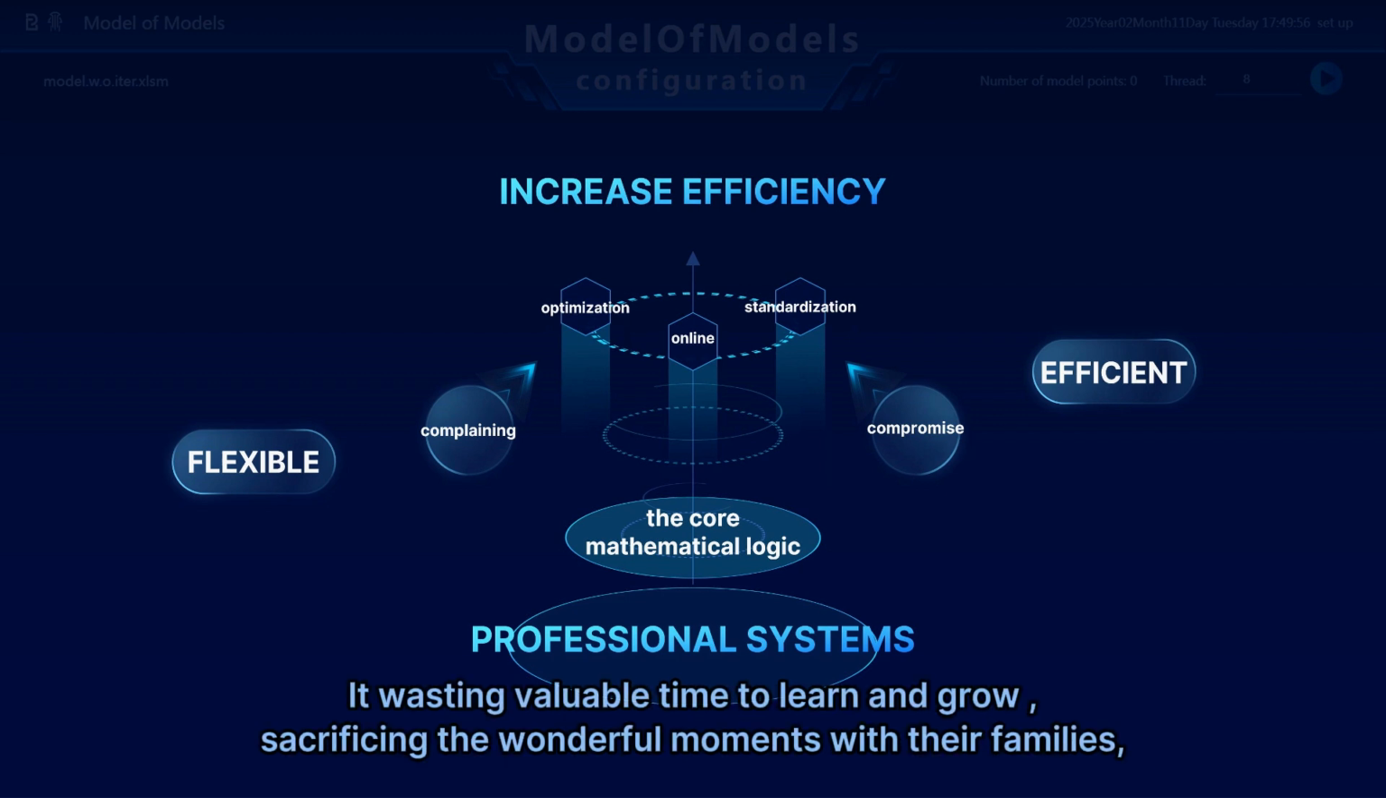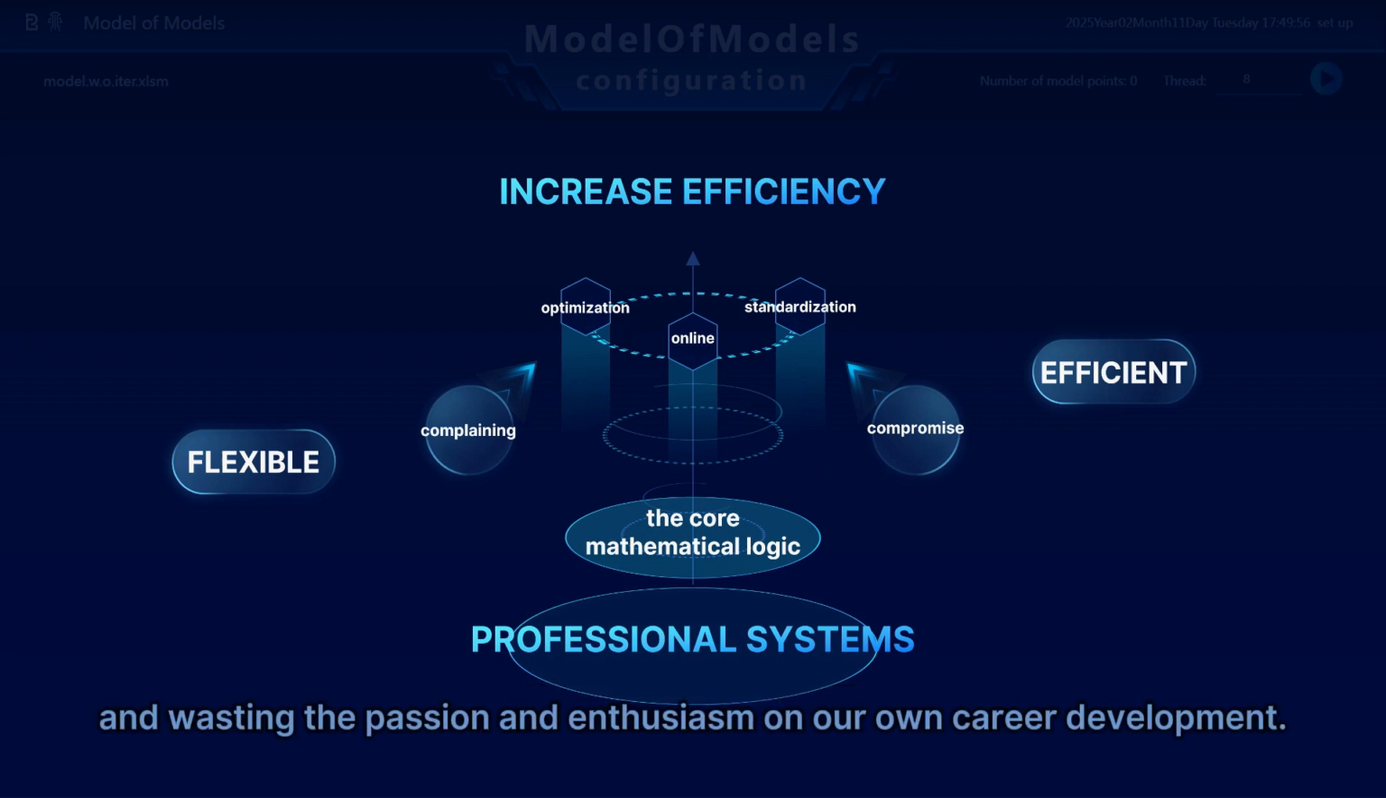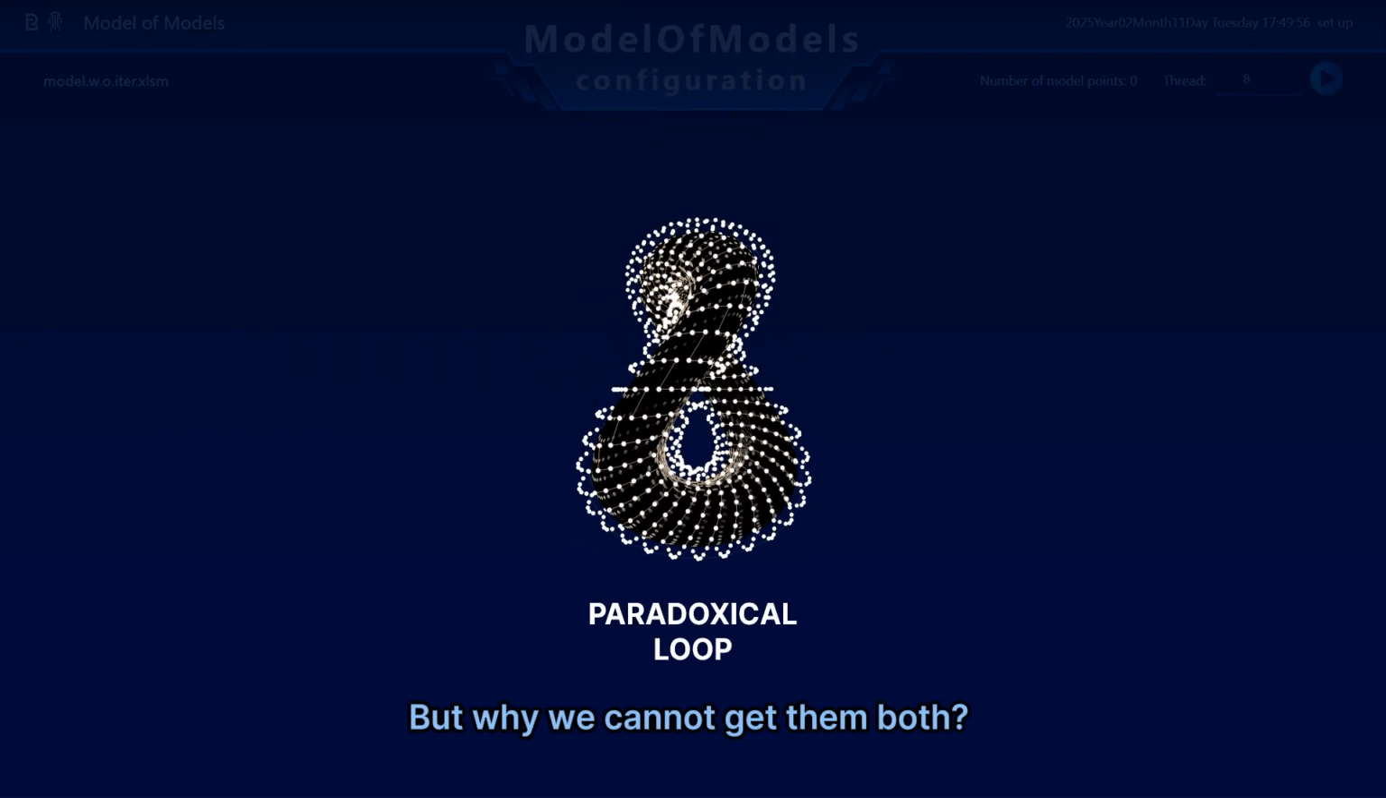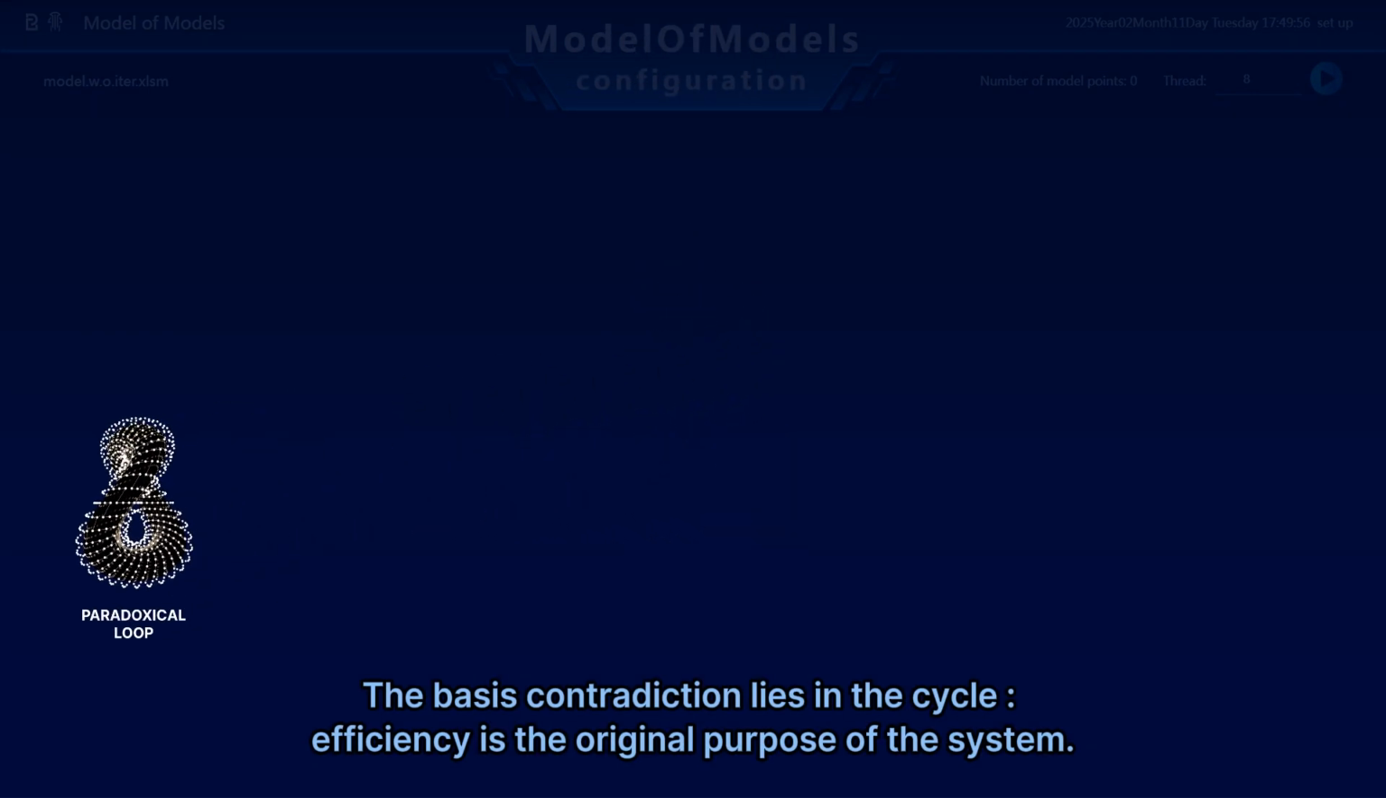It wastes valuable time to learn and grow, sacrifices the wonderful moments with their families, and wastes the passion and enthusiasm for our own career development. I think no one wants it to be re-established over and over again, and to have to adjust it, unless. But why can we not get them both? The basic contradiction lies in the cycle.